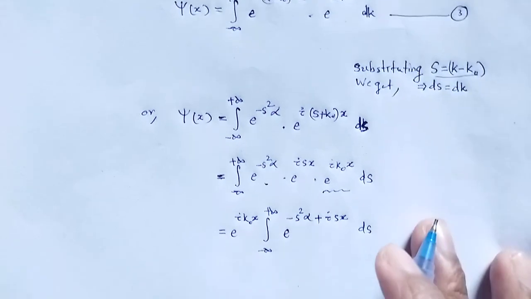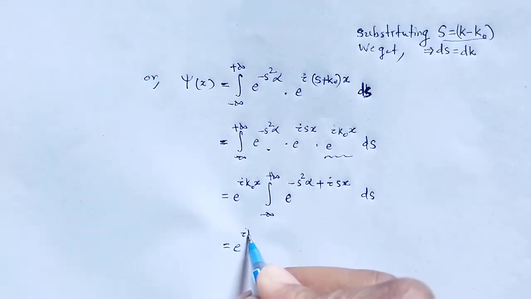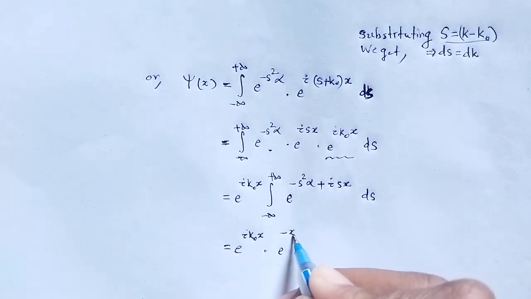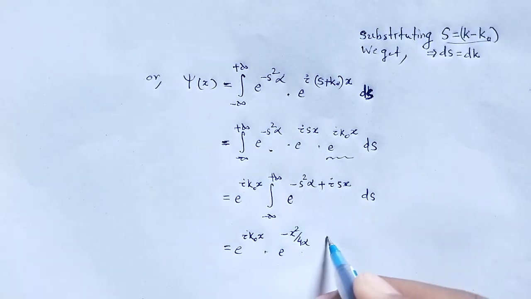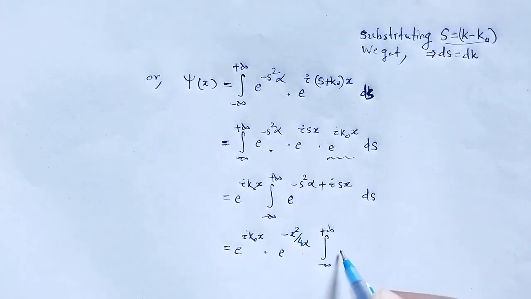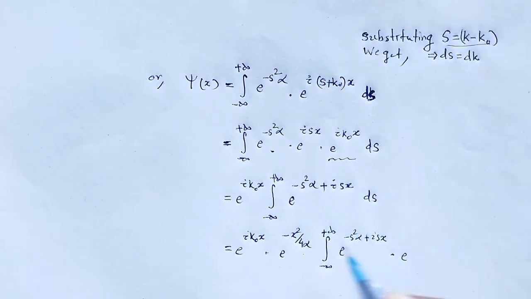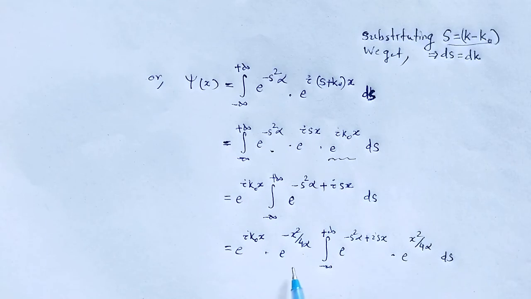I prefer to write it here like this: e to the power i k naught x into e to the power minus x square by 4 alpha, integration from minus infinity to plus infinity, e to the power minus s square alpha plus i s x into e to the power plus x square by 4 alpha ds. I just multiply these two terms, one positive and another negative, so there will be no such change.